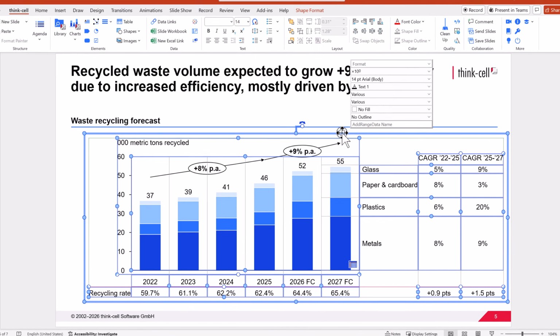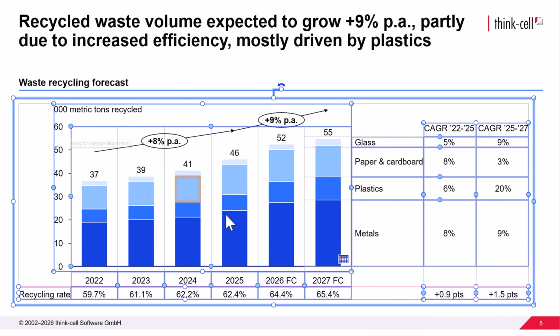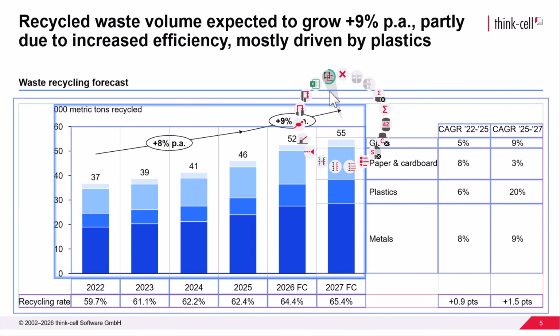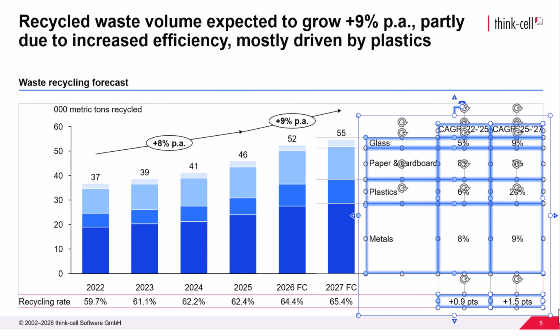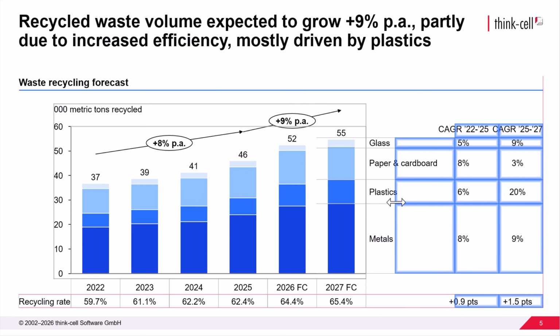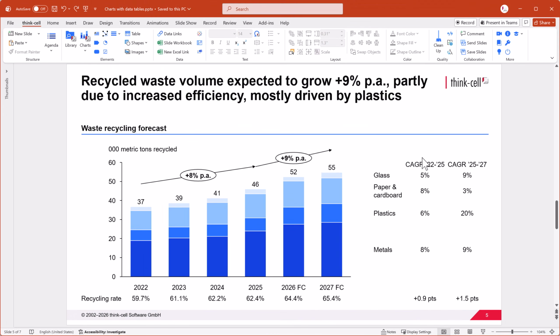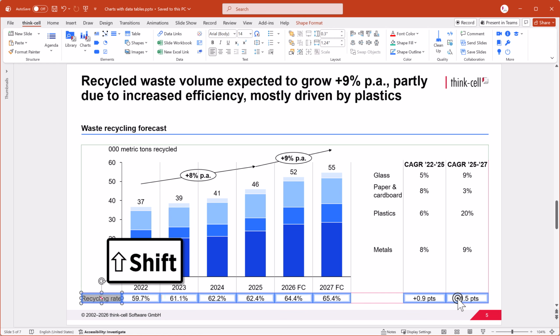By default, the chart and data tables are grouped. This makes it easy to move and resize them together. If you want, you can ungroup the chart and data tables, which allows you to arrange the data tables independently of the chart. Let's finish formatting the tables. You can format these tables as you would any other thinkcell table.